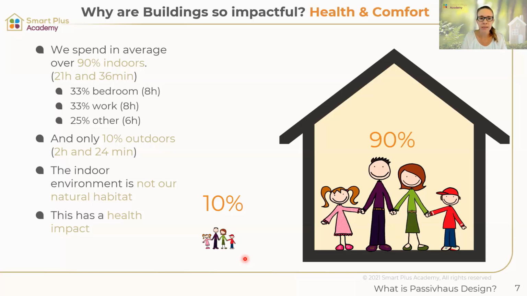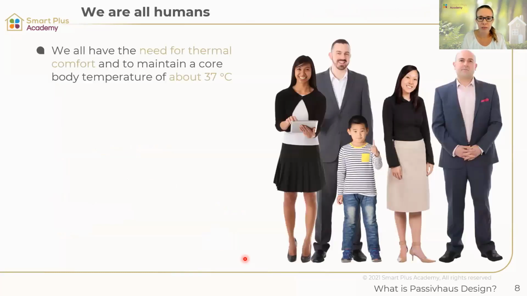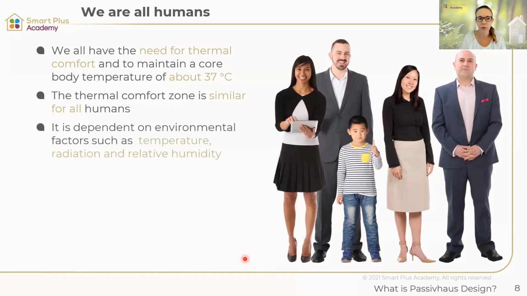Now, the other thing, which you probably know, is that we are all humans and we all have the need for thermal comfort. So first we talked about a healthy environment. Now we need to also talk about the comfort that we're in. Okay, so we have a need for thermal comfort and we need to maintain our body temperature of about 37 degrees, plus minus a little bit, but we're all similar. The thermal comfort zone is similar for all humans, and that isn't dependent on if we live in a cold or in a warm climate. That body core temperature is similar for everyone.